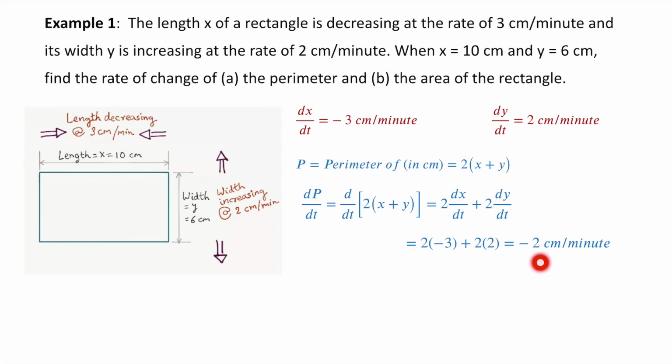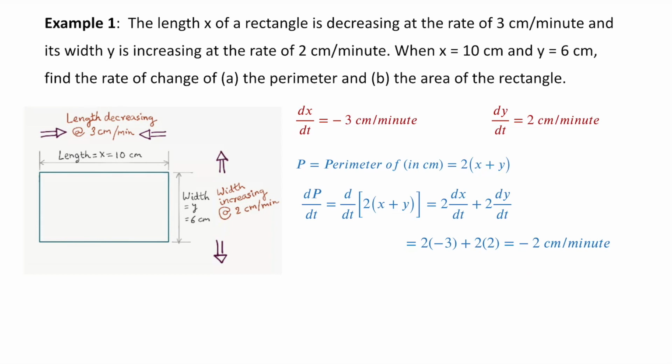So what that implies is that the perimeter is shrinking, decreasing at the rate of 2 centimeters per minute. Here you see that dP/dt is a constant number, minus 2. It doesn't matter what the value of x and y is. There is no x and y in the expression for dP/dt. So that means dP/dt is constant no matter what the value of x and y is.